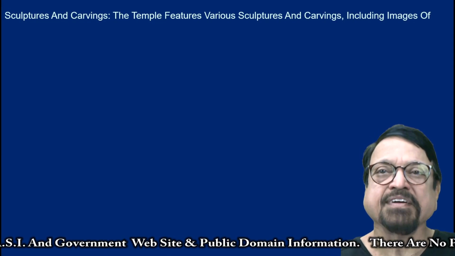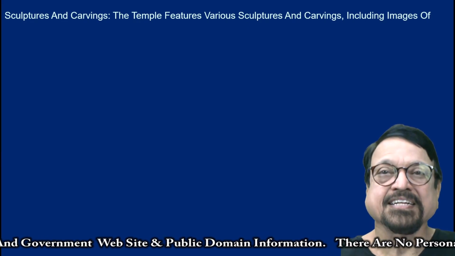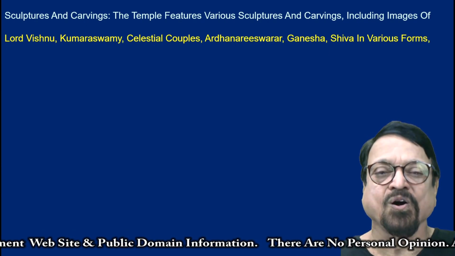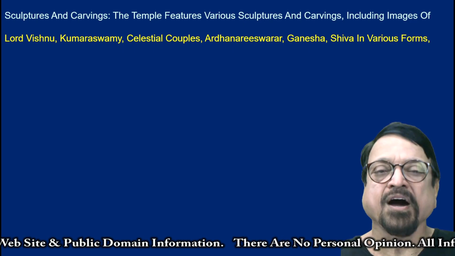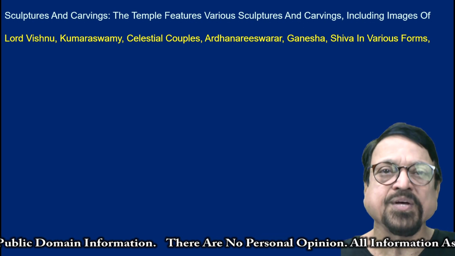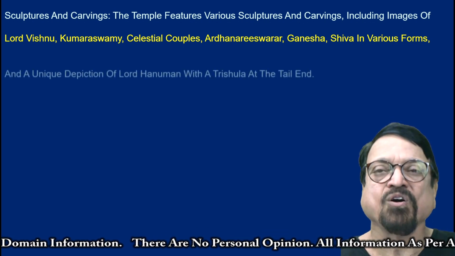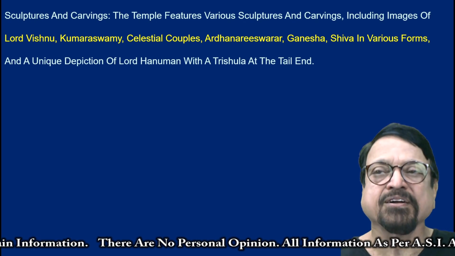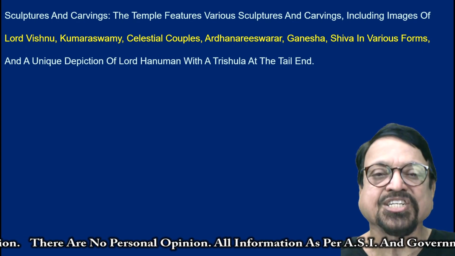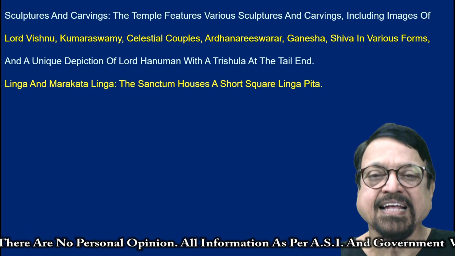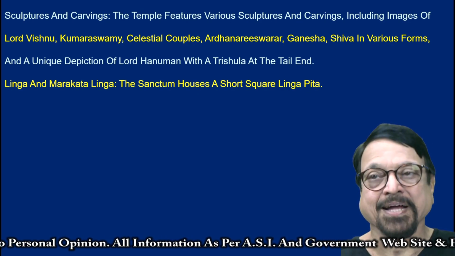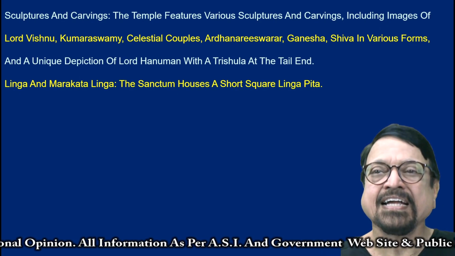The sculptures and carvings of this temple. The temple features various sculptures and carvings including images of Lord Vishnu, then Kumara Swami, then celestial couples, then Ardhanarishwara, Ganesha, Shiva in various forms and different appearances, and a unique depiction of Lord Hanuman with a Trishula at its tail. When we see the sculptures in photographs, remember this, we have to see this image. Now the linga.